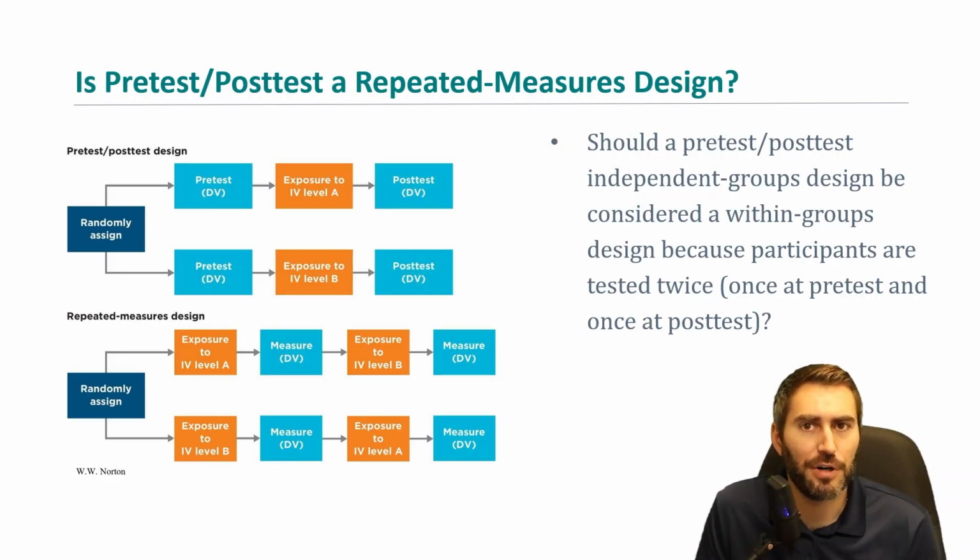Look at the two flowcharts on the side. In a true within groups or repeated measures design, every single participant is exposed to all levels of the independent variable. In a pretest, post-test independent groups design, a participant is still only ever exposed to one level of the independent variable. Testing someone twice on the dependent variable does not mean they experience multiple conditions of your independent variable.